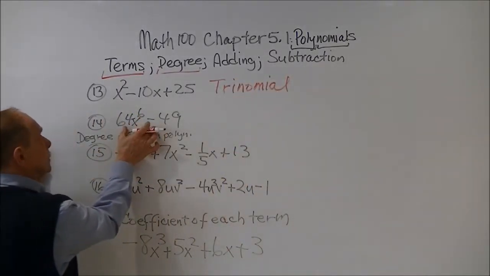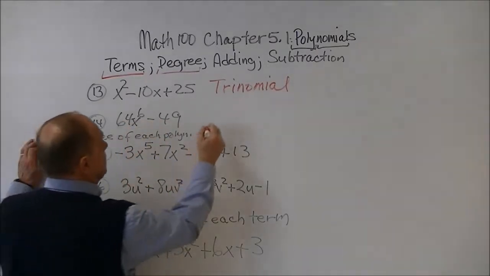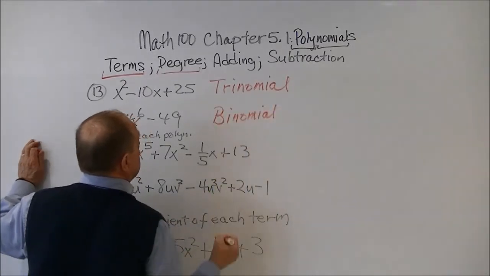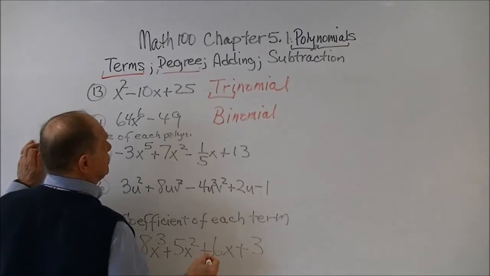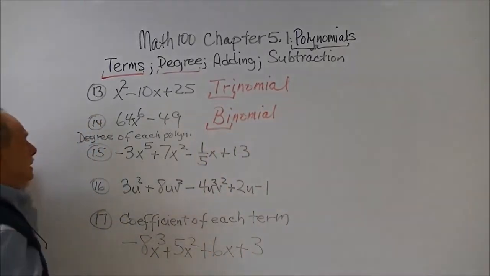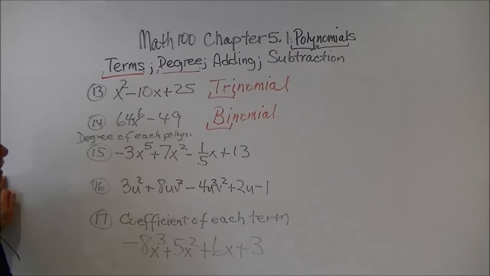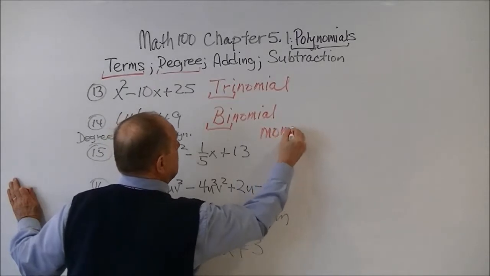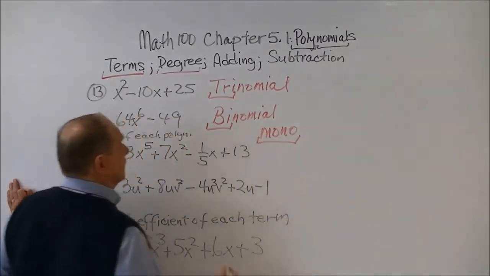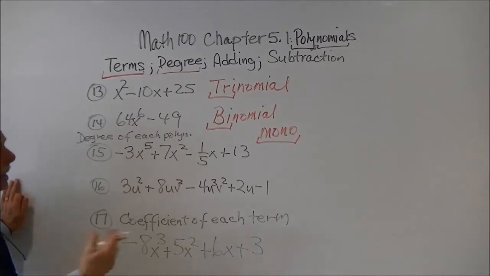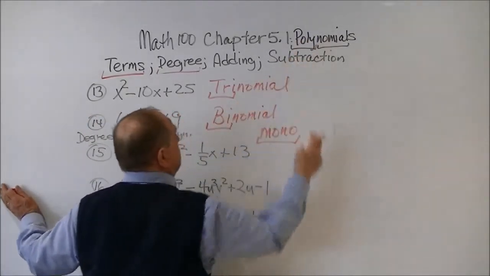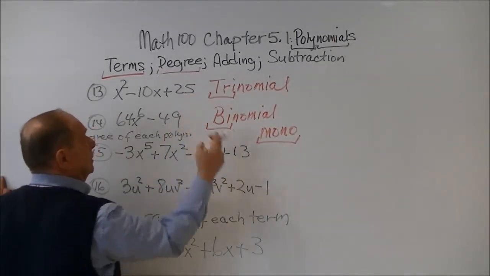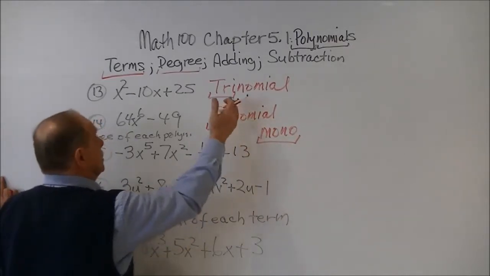And when there are 2 terms, this is a binomial. Now notice the prefix for 3 is tri. Prefix for 2 is bi. And the one that they aren't showing is monomial for 1 term. And then anything above that is the general classification of polynomial. But these are also polynomials, even though there's only 1 term or 2 or 3.